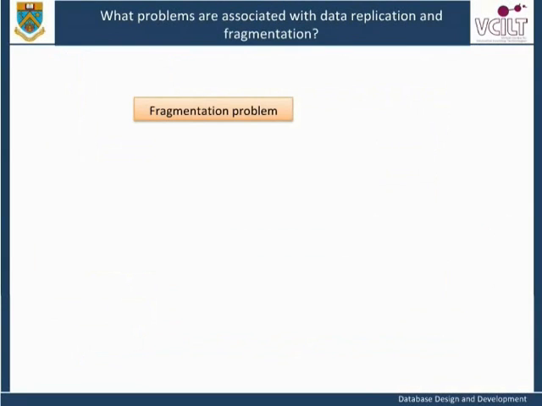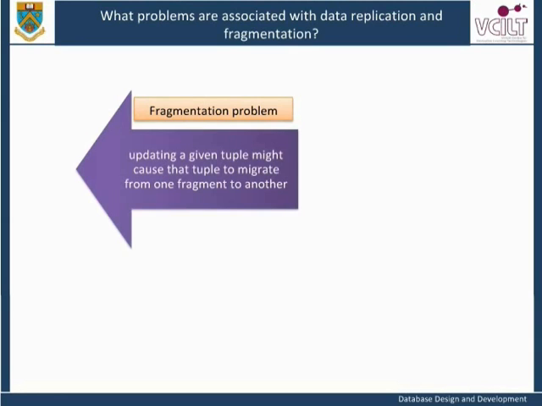Fragmentation problem. Both data replication and fragmentation have their related problems in implementation. However, distributed non-replicated data only has problems when the relations are fragmented. The problem of supporting operations, such as updating, on fragmented relations has certain points in common with the problem of supporting operations on join and union views. It follows that updating a given tuple might cause that tuple to migrate from one fragment to another if the updated tuple no longer satisfies the relation predicate for the fragment it previously belonged to.